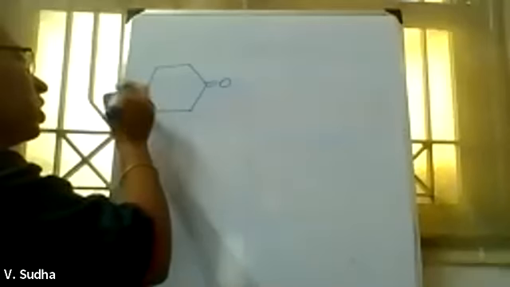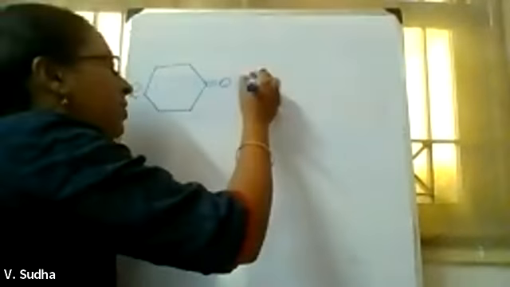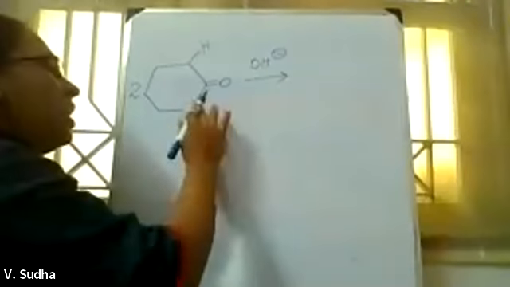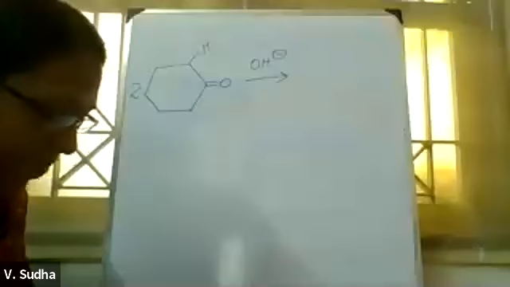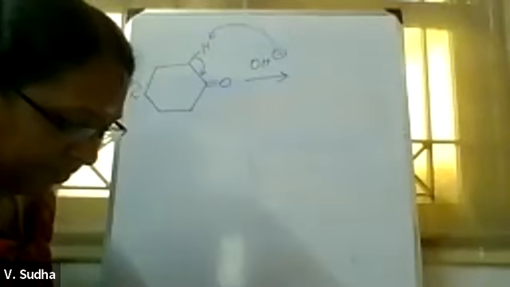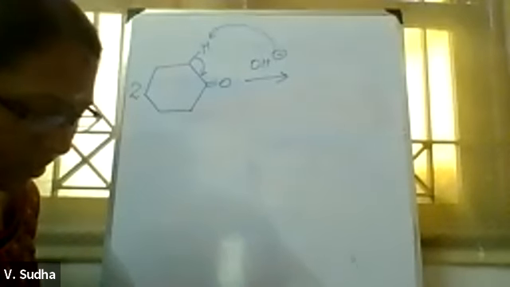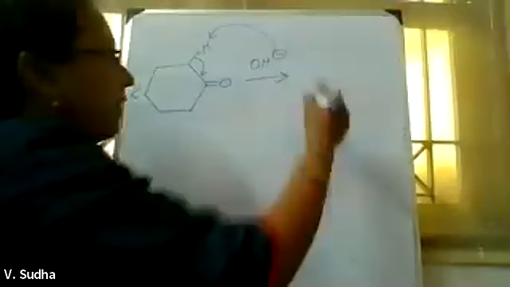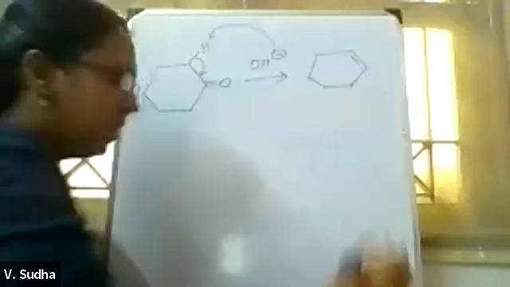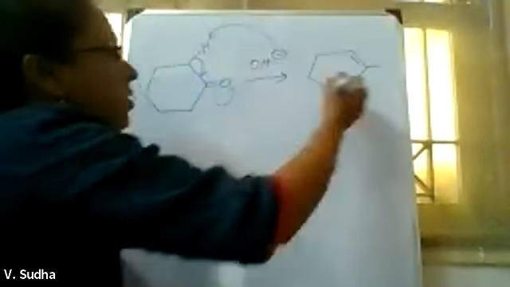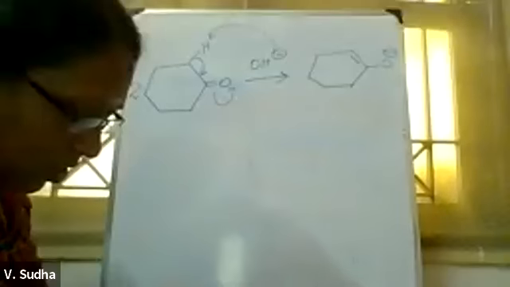Now we take two molecules of cyclohexanone treated with an alkali. Where is the alpha hydrogen here? This is the ketone, so the alpha hydrogen will be on either side. There will be a shift in this bond. OH minus will get attached to the hydrogen, a bond will be created here, and this will lead to O minus.